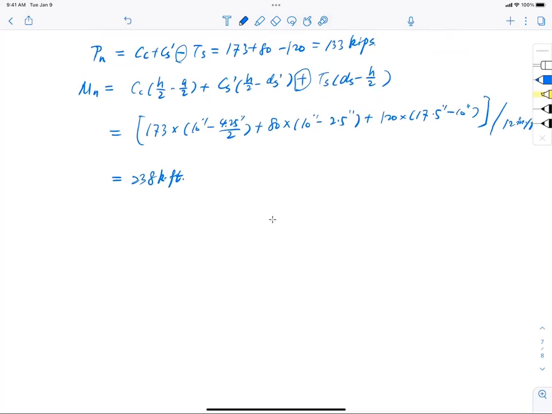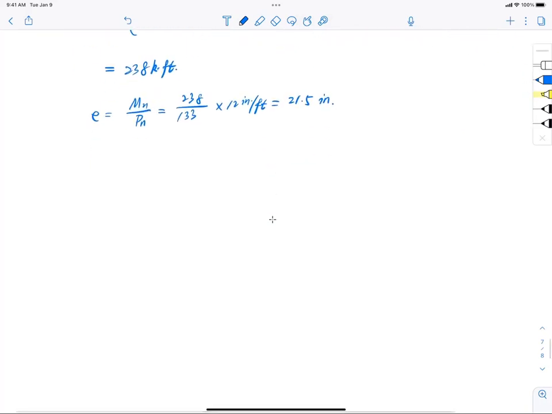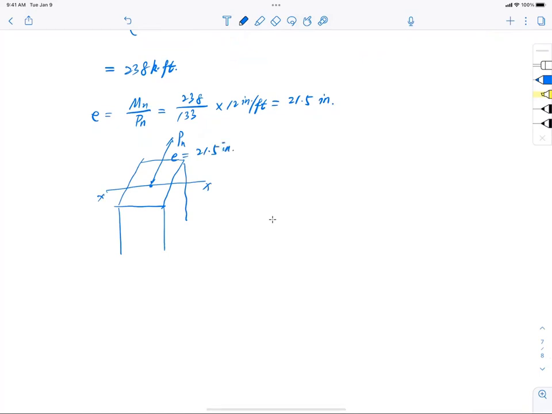All right. So as always, your eccentricity e would equal Mn over Pn, and that is equal to 238 divided by 133, multiplied by 12 inch per foot to convert back to inches, and now you have 21.5 inch of eccentricity. Meaning you actually have a higher eccentricity than point C here. So the distance between the axial force P and the centroid, which is the x-axis right here, is e equal to 21.5 inch.